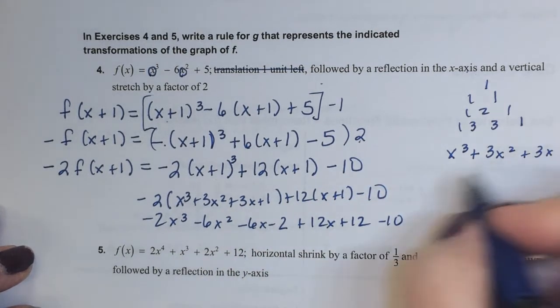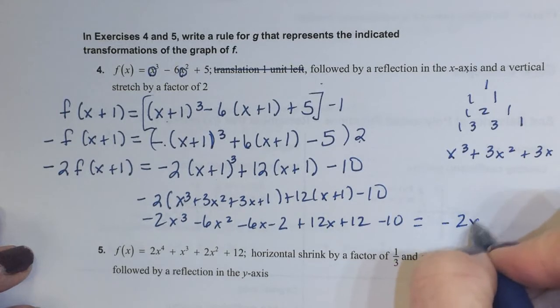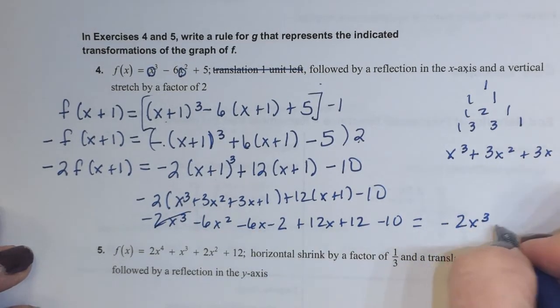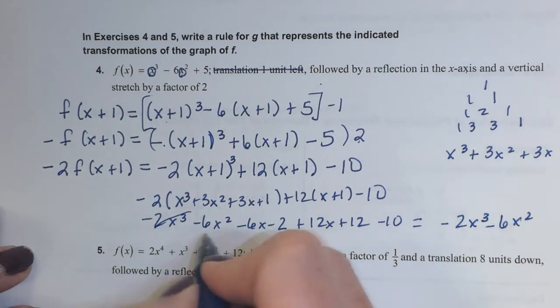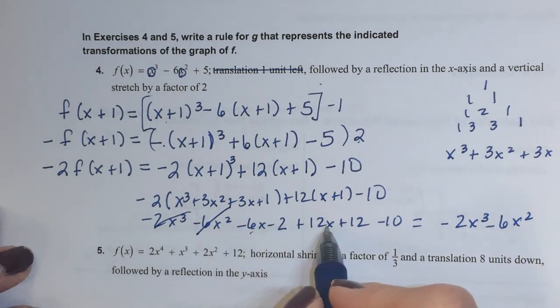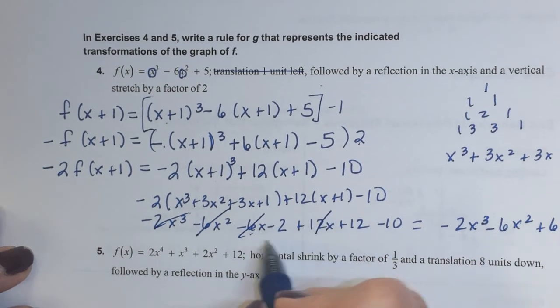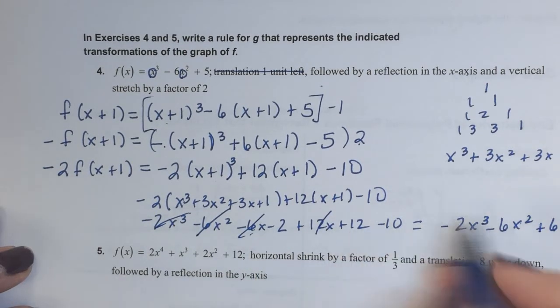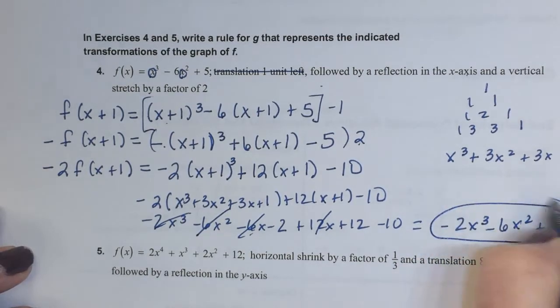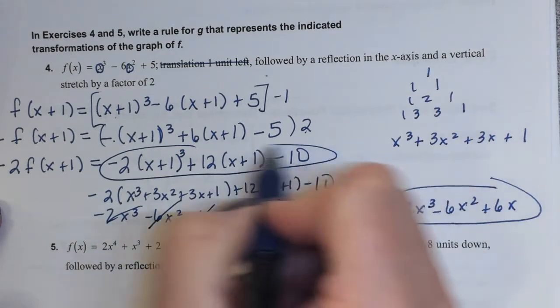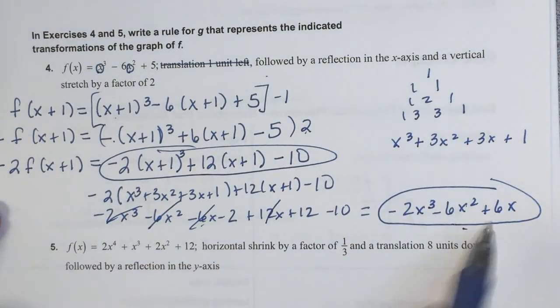Just distributing that all out, and it would end up being negative 2x cubed, got that, minus 6x squared, plus 6x, and that's going to be 10 minus 10. Okay, so this would be another answer for that. So you can check that out. They may give you that option, or they may give you that option.